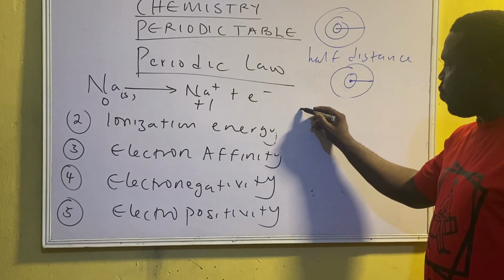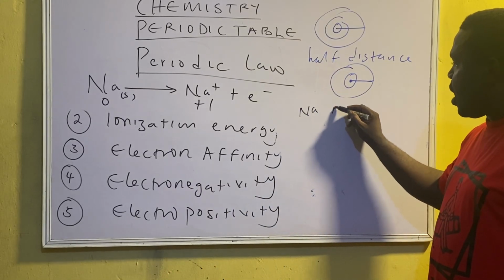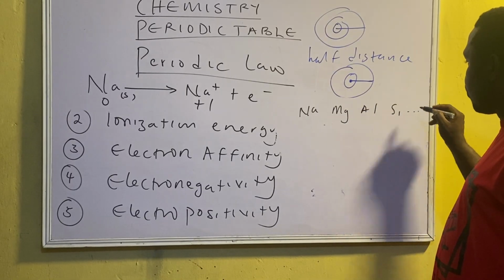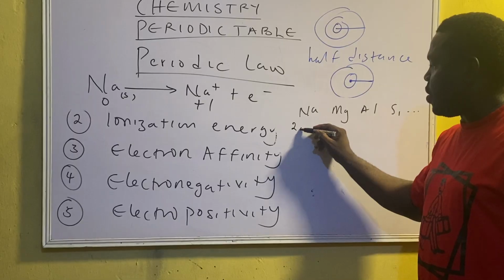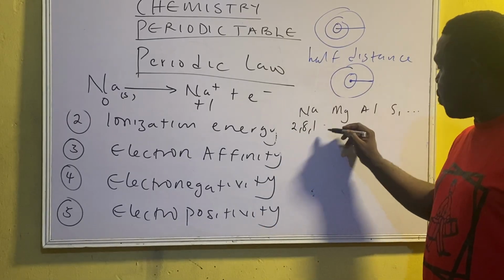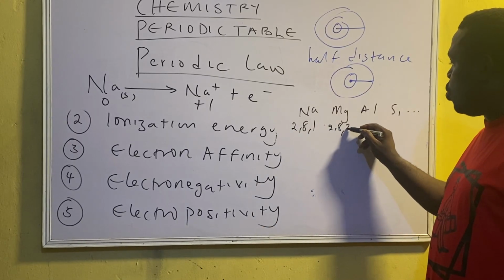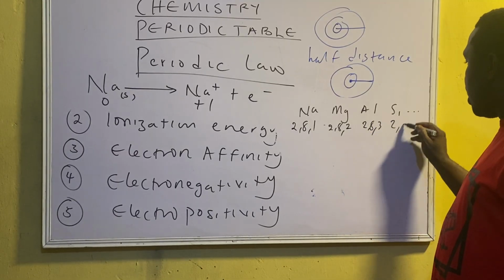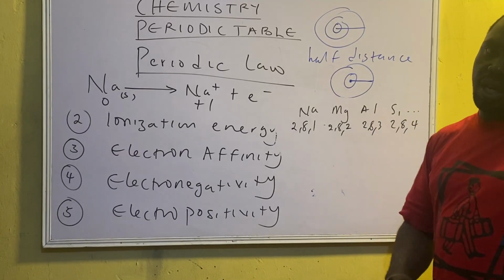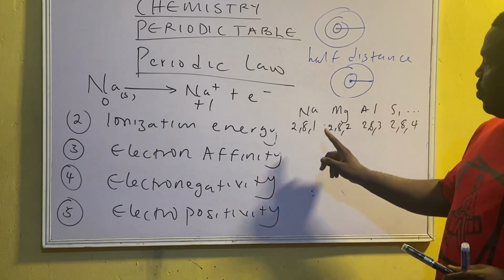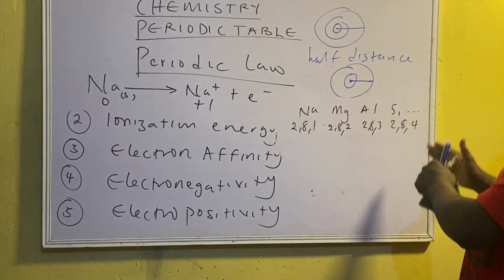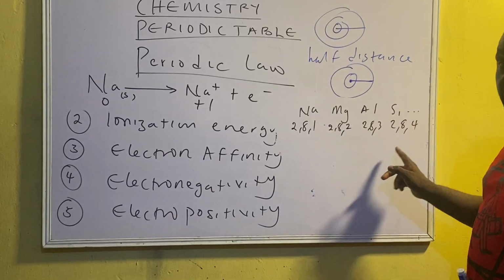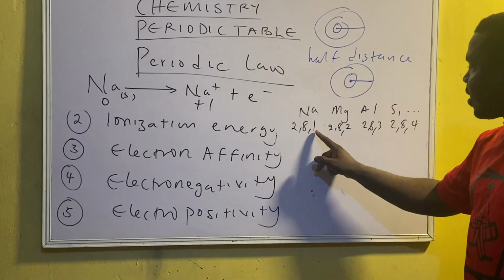Let's move to period 3, for example. In period 3, we have something like this, something like this, and so on. What happened here? This is 2, 8, 1, 3 shells. This is 2, 8, 2, 3 shells. This is 2, 8, 3, 3 shells. And this is 2, 8, 4. See, 3 shells. What do you observe? You discover that in the outermost shell, the number of protons increases by 1. Am I correct? Yes. So you can see here, 1.